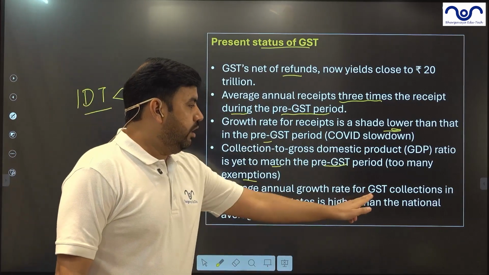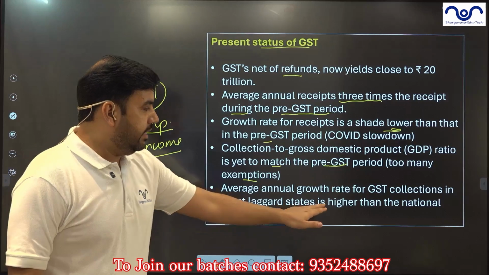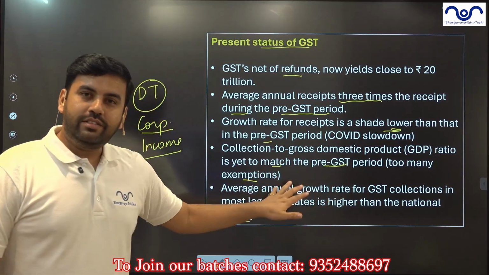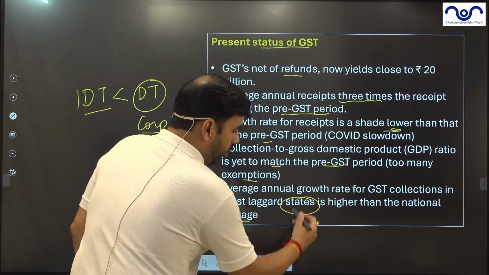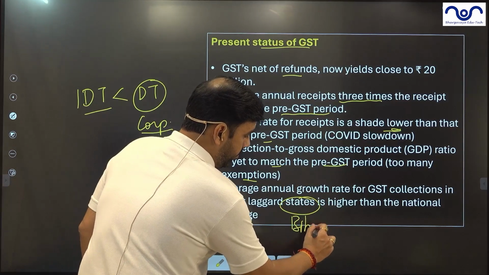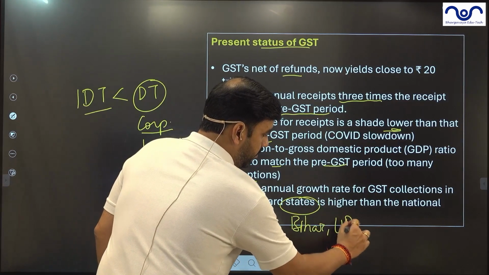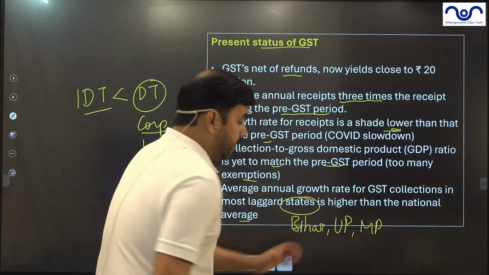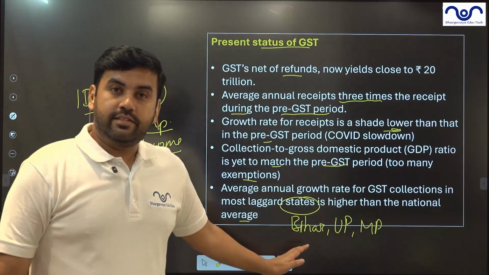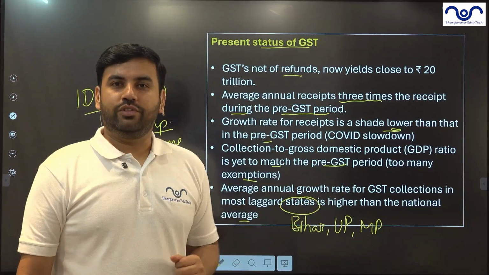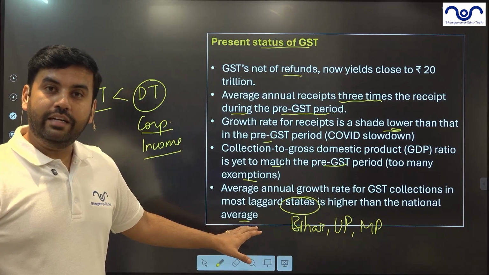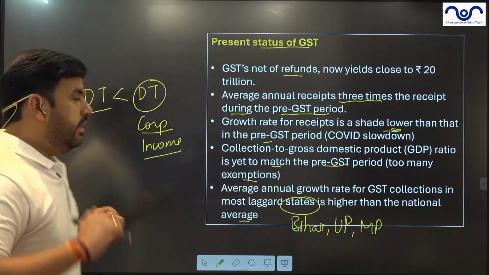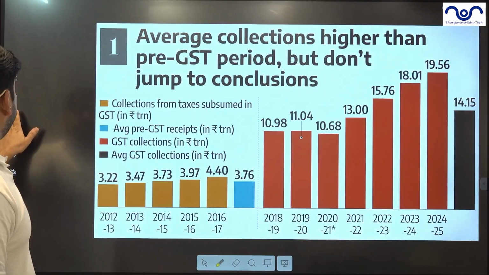Average annual growth rate of GST in the most lagged state is higher than the national average. Now which state am I talking about? Here I am talking about Bihar, Uttar Pradesh, Madhya Pradesh. The rate of growth in these states is far more than the national average. So they are performing better in terms of GST collection. Let's see this through graphs.